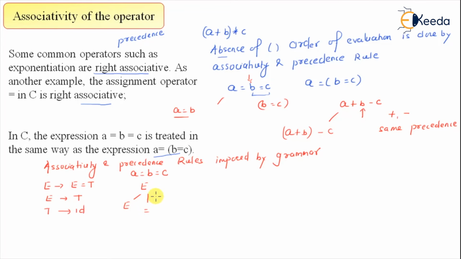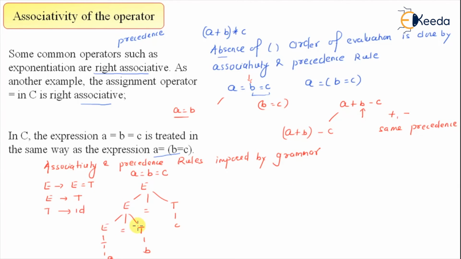E equal to T. I need one more time another equal to operator. So E equal to T, and then E to T, T to ID, which is A, T to ID, which is B, and T to ID, which is C. Now this is the parse tree.